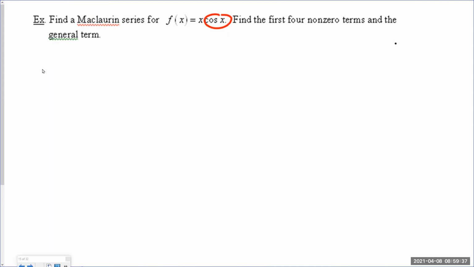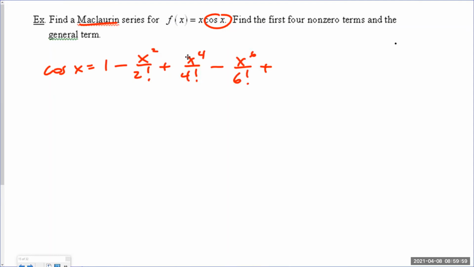So let's talk about this. Cosine x, let's get the Maclaurin series for cosine x. So cosine x is equal to, do you guys know it? How does cosine start out? 1, because it's x to the 0, they're even, right? So that's 1 minus x squared over 2 factorial plus x4 over 4 factorial minus x6 over 6 factorial. I want 4 terms, 1, 2, 3, 4, plus dot, dot, dot, plus you need your general term.